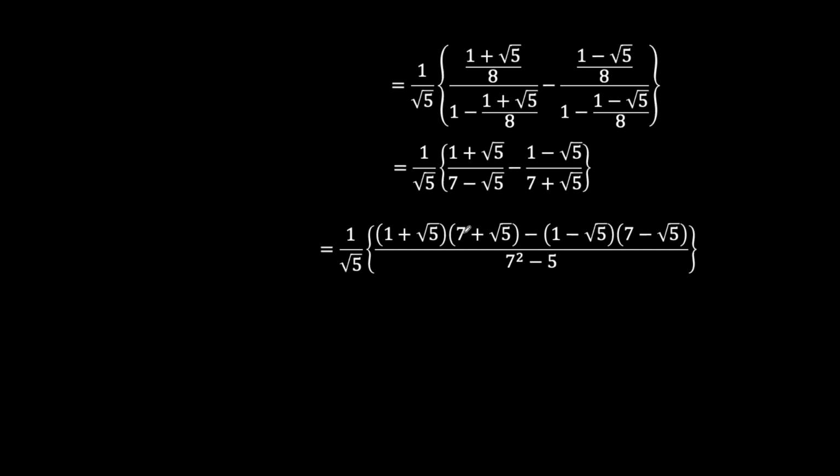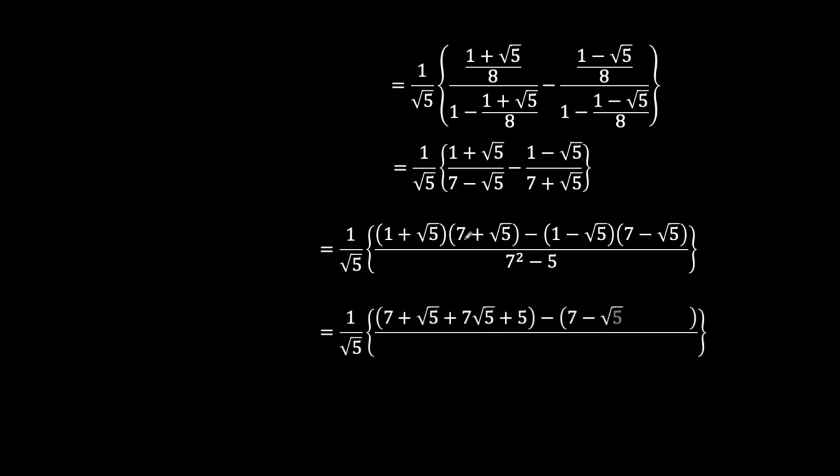So 1 times 1 plus root 5 is 7 plus 5. And then root 5 times 7 plus root 5 is 7 root 5 plus root 5 times root 5, which is 5. The same thing happens here. So we have to, because this is plus, we are adding 5 here.